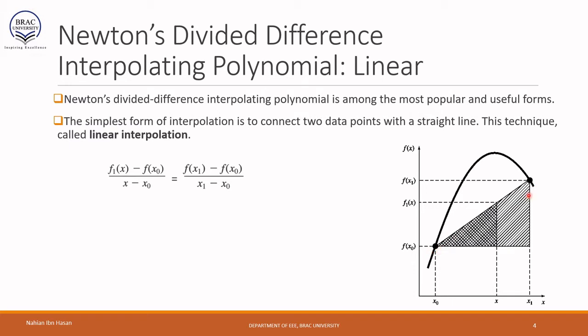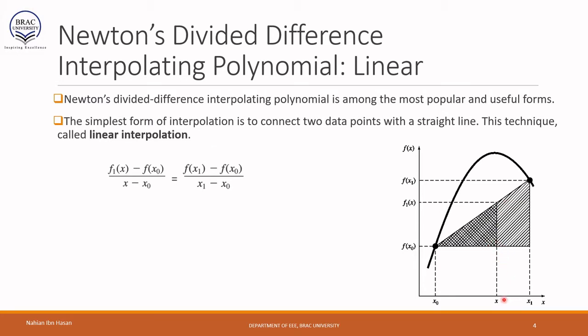For that purpose we are going to use the Newton divided difference interpolating polynomial. Let's see how this works. The simplest form of interpolation that connects these two points is denoted by this equation. How does this equation come about? Let's look at the procedure.